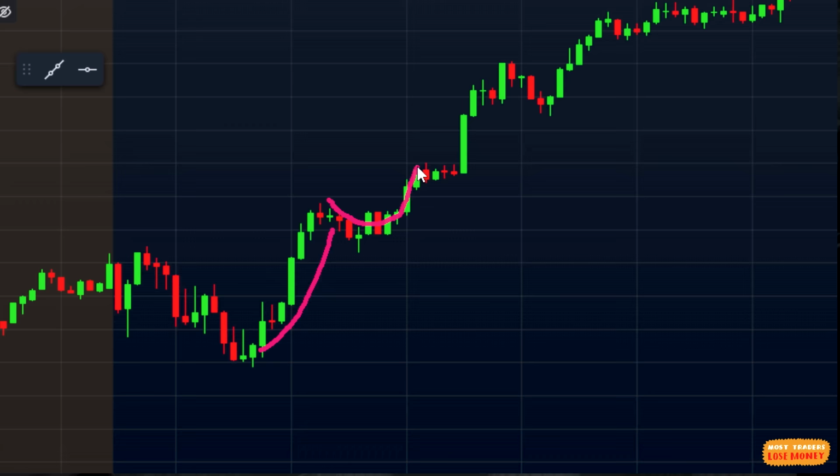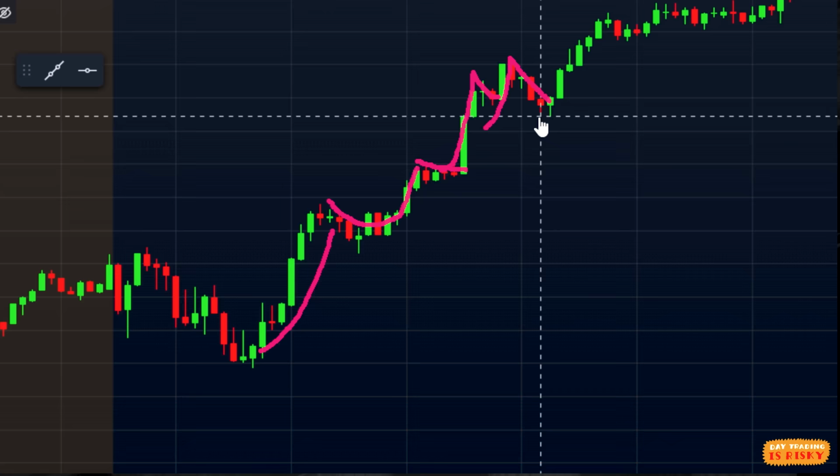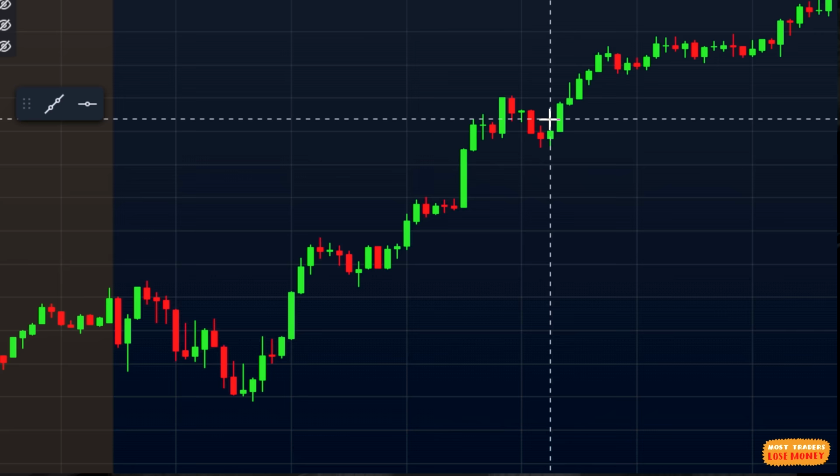Then it pulls back again, like I was just showing you. It breaks to the upside. It pulls back again, and it breaks to the upside. It pulls back again. It breaks to the upside. And so each time it pulls back, those become buying opportunities. So notice this candle shape right here.